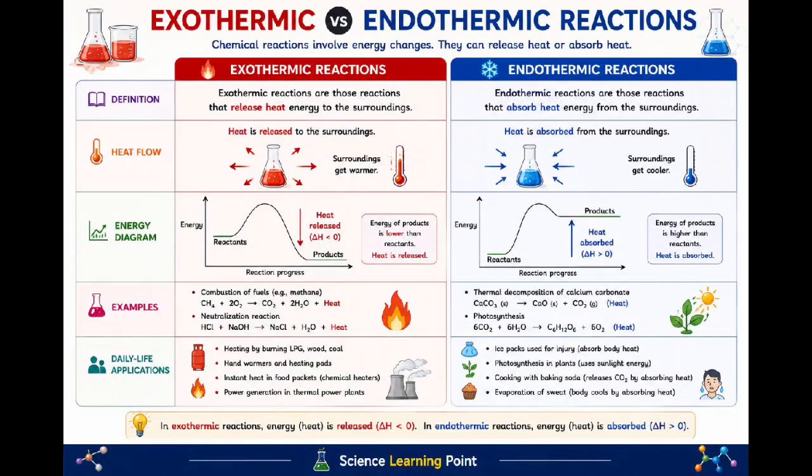Let's make it super easy. Exothermic means heat is released, the surroundings become warmer, and energy decreases. Endothermic means heat is absorbed, the surroundings may become cooler, and energy increases. So the easiest trick to remember is: exo equals exit, heat goes out; endo equals enter, heat goes in. That's it. Now you know the difference between exothermic and endothermic reactions.